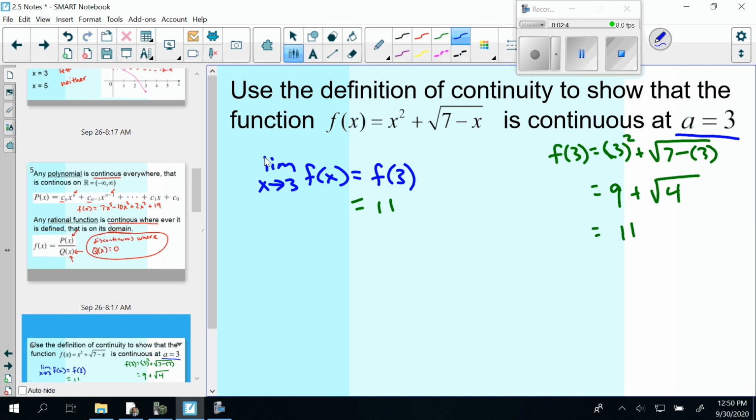Well, this limit, I don't think we have to do anything fancy with this one. It's just the limit of this same function. And there's nothing wrong with us plugging 3 in here. Basically it's just substitution. We should get that this side also equals 11. Well, if they're the same thing, yes, then this one is continuous.